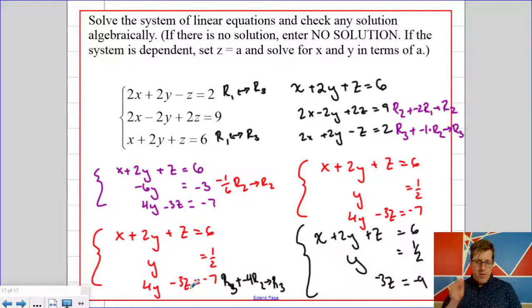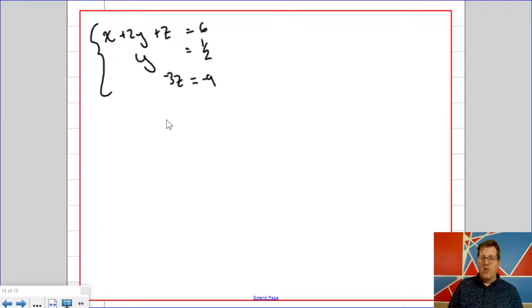I'm going to copy all of this over to another page because I'm kind of running out of space here. Now I can just multiply the bottom equation by -1/3, and I will have z by itself.